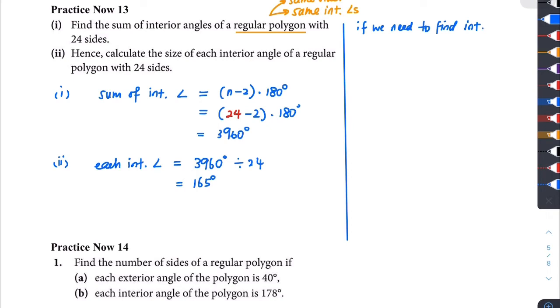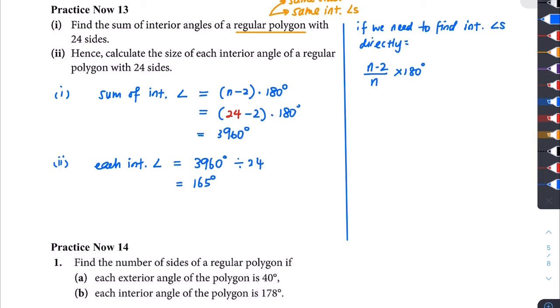Okay. Either you can just do step by step, to find the sum of interior angles and then to find each interior angle. Or you can just go directly with this. So we have n minus 2 times 180 degrees, and we can just divide by n sides. So we get another formula over here.